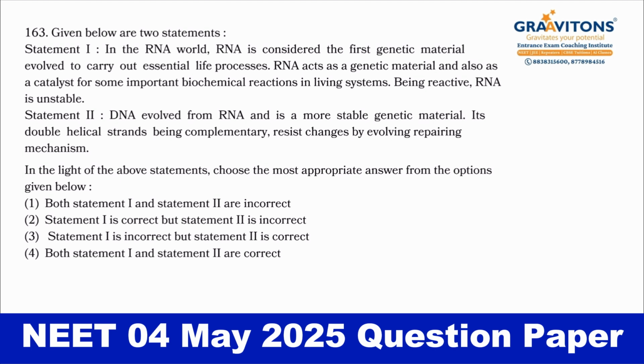Statement 1: In the RNA world, RNA is considered the first genetic material evolved to carry out essential life processes. This part is correct. RNA acts as a genetic material and also as a catalyst for some important biochemical reactions in living systems. Being reactive, RNA is unstable. This statement is an exact book line from the Molecular Basis of Inheritance chapter. The second statement: DNA evolved from RNA and is a more stable genetic material. Its double helical strands, being complementary, resist changes by evolving pairing mechanisms. Yes, both the statements are correct.